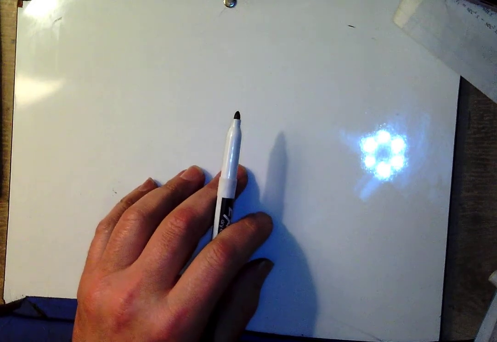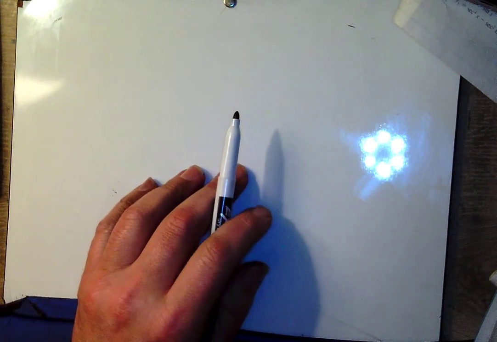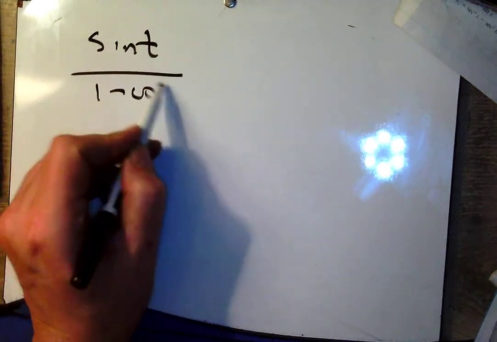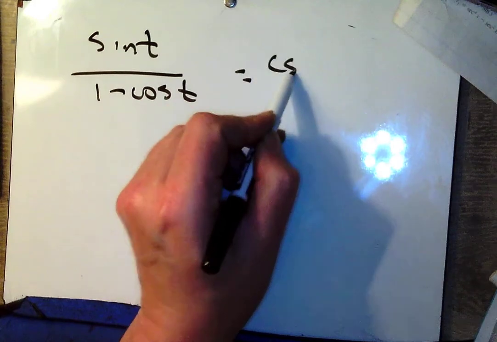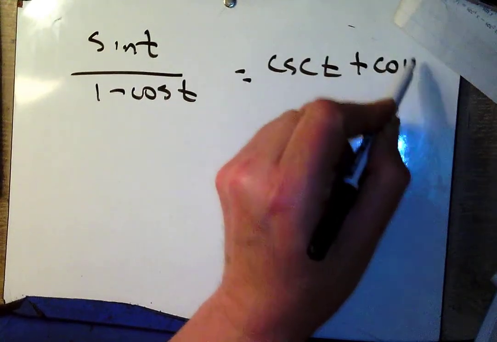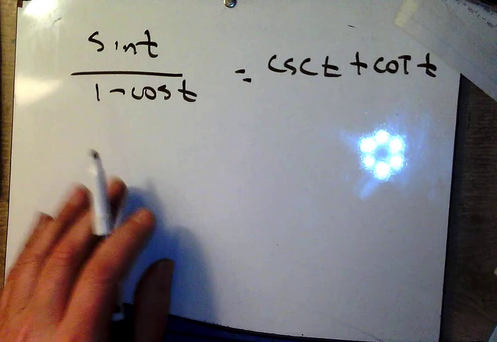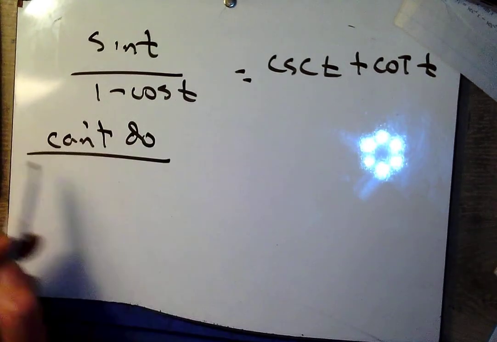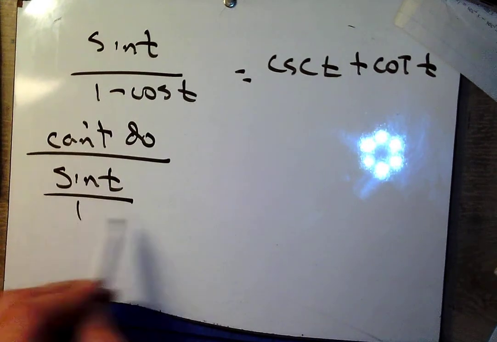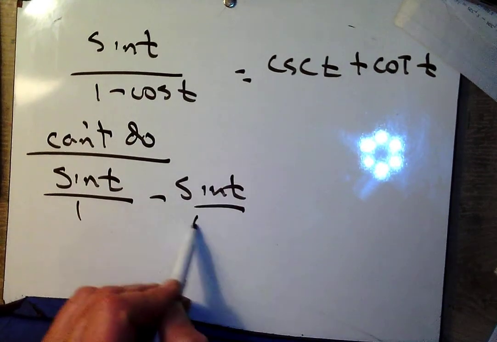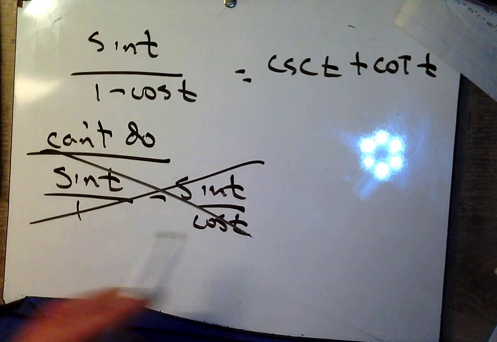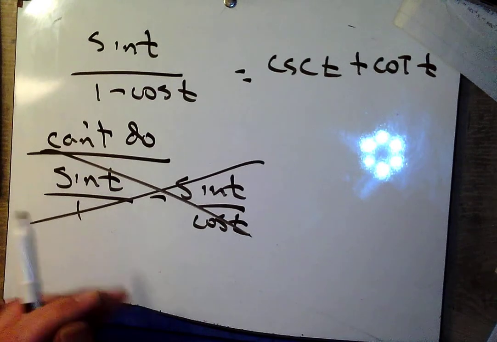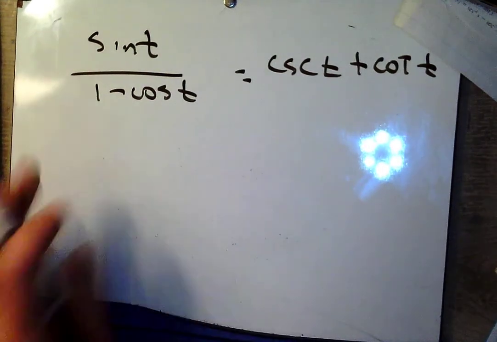Okay. How about this one? Sine t over 1 minus cosine t. And over here, we have cosecant t plus cotangent t. Okay, so here's what I can't do. Can't break this up into sine t over 1 minus sine t over cosine t. That's really, really, really bad algebra, pre-algebra. No, you can't do that. Don't do that. Please don't be that person who does that.